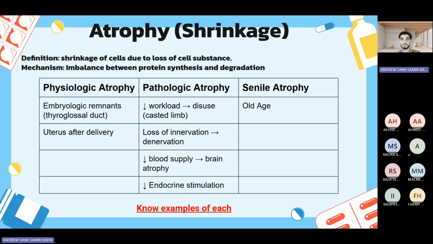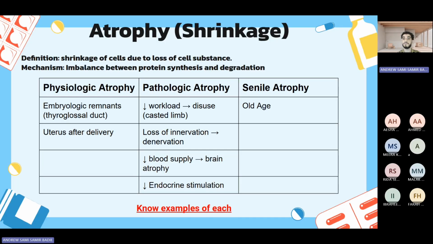Pathologic atrophy. This is, for example, pathological. We have a disease in here. For example, we have a decreased workload, or call it disuse atrophy. So as you can see here, if someone has broken his leg, we're not using it anymore. The muscle would actually atrophy to get smaller. Loss of innervation. We have a nerve damage. It's called denervation atrophy.